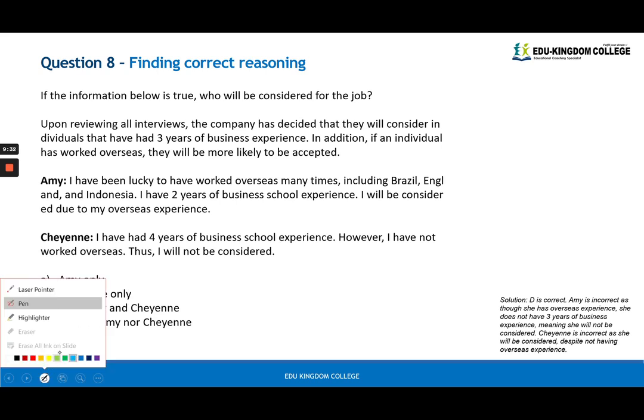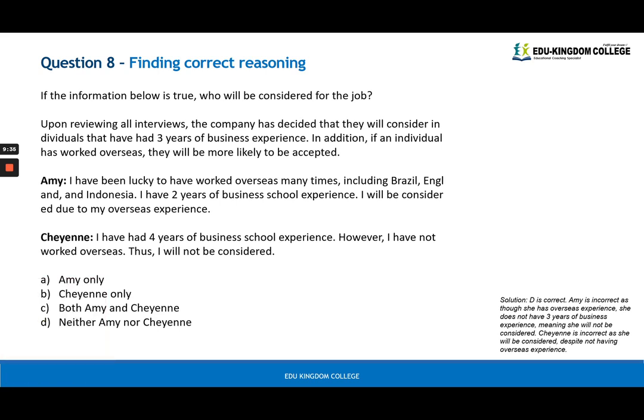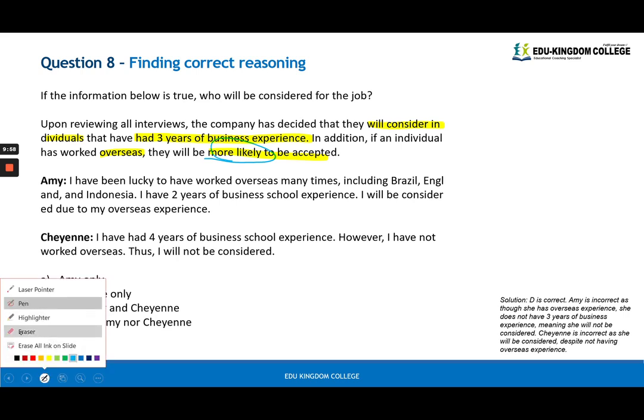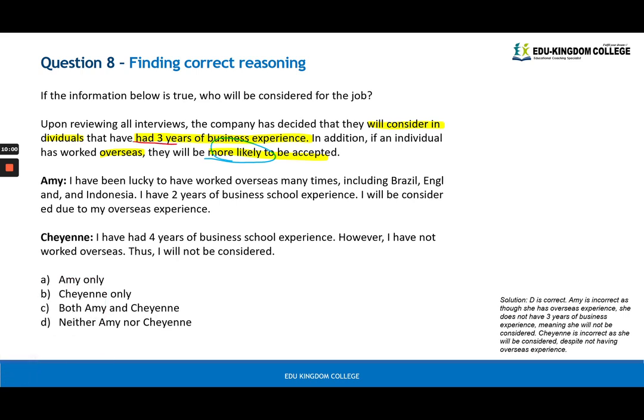Number 8, if the information is true, who would be considered for the job? Okay, so the company decided that they will consider individuals that have had 3 years of business experience. In addition, if workers had overseas work experience, they'll be more likely to be accepted. Now notice the wording, okay? More likely doesn't mean definitely, and it doesn't mean definitely not. But they have decided to only hire people that had 3 years of business experience. This is the limiting factor. So this is the thing we have to be aware of.